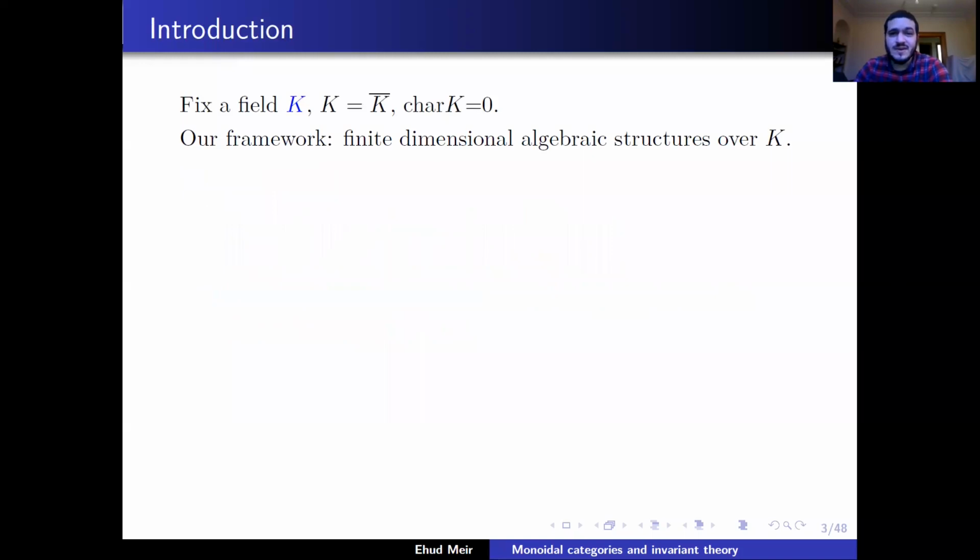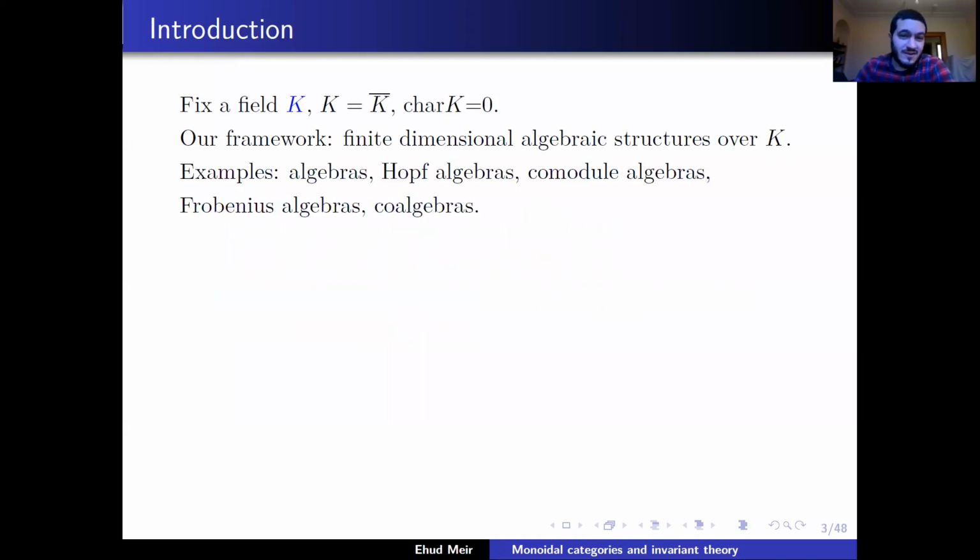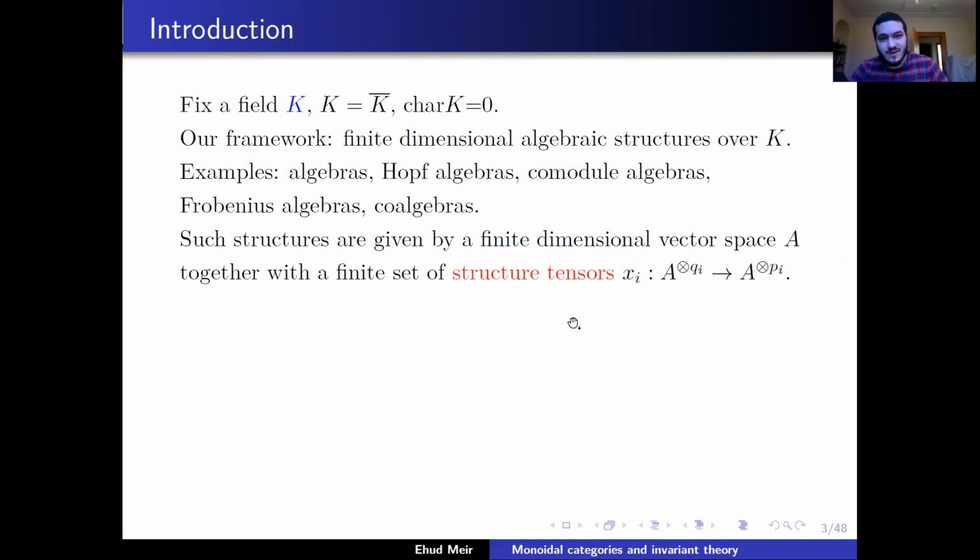And our framework will be that of finite dimensional algebraic structures over K. So examples are, let's say, algebras or Hopf algebras, comodular algebras, Frobenius algebras, co-algebras, everything that you can write using a finite dimensional vector space and some structural tensors between them. Okay, so what do I actually mean by this?